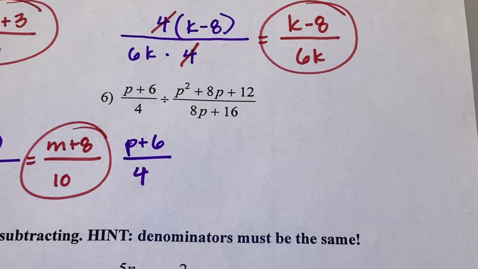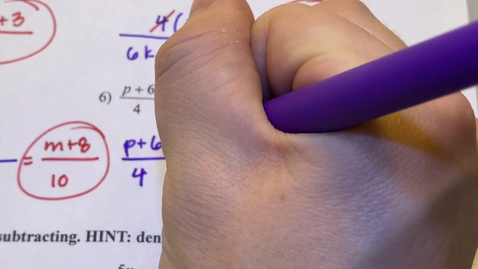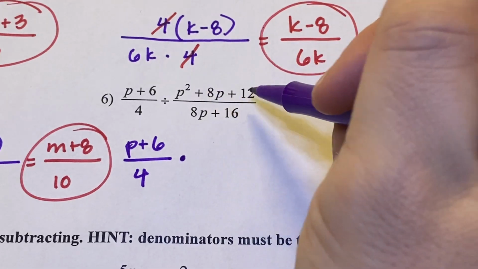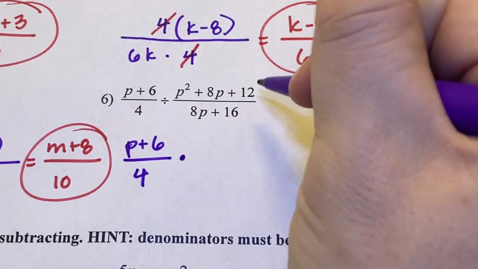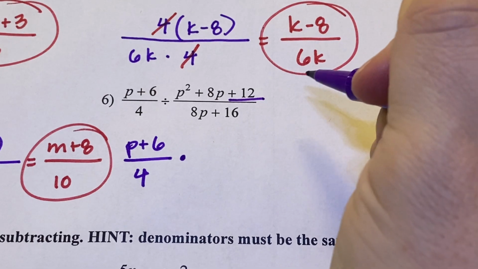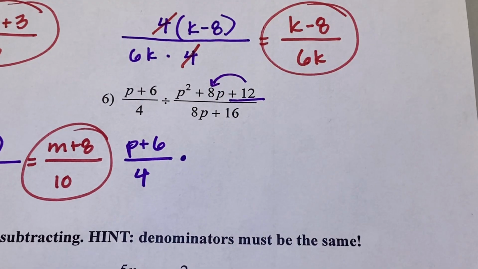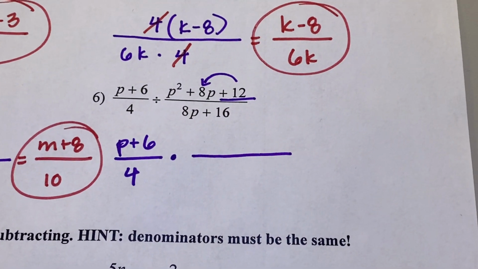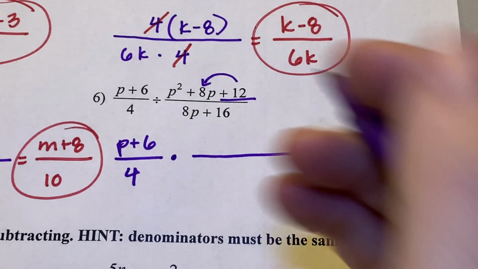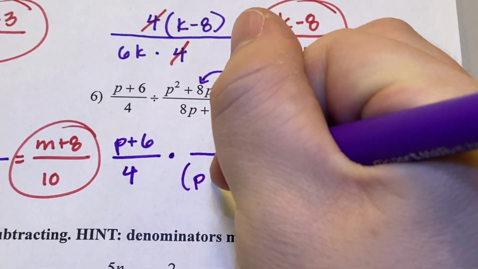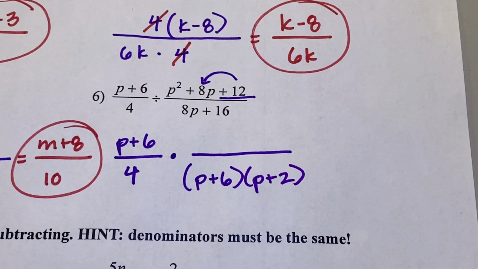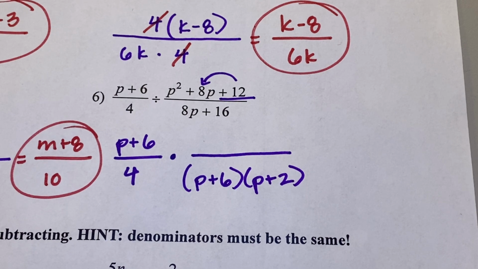Okay, that was easy. Keep the first guy. Didn't have to factor anything. Change from division to multiplication. Now, let's go ahead and factor these guys. Let's look at the top, even though he's going to move to the bottom. What's going to multiply to 12, but add to 8? 6 and 2. Beautiful. So now that they move to the bottom, this becomes P plus 6, P plus 2. That numerator became the denominator because we flipped them.